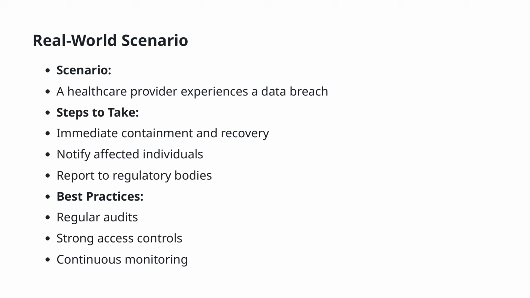Next, notifying the affected individuals is mandatory. They need to be informed about the breach, what data was compromised, and any steps they should take to protect themselves, such as changing passwords or monitoring their credit. Reporting to regulatory bodies is another crucial step. Depending on the jurisdiction and the nature of the data, various regulations might require timely reporting to authorities, such as HIPAA in the United States.